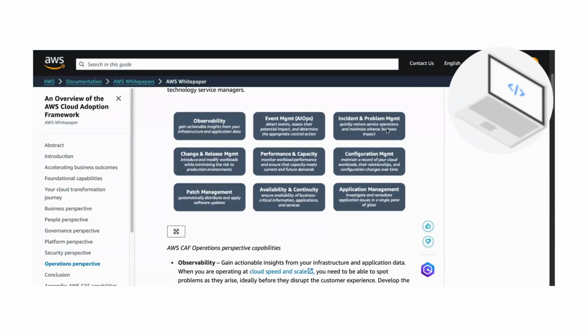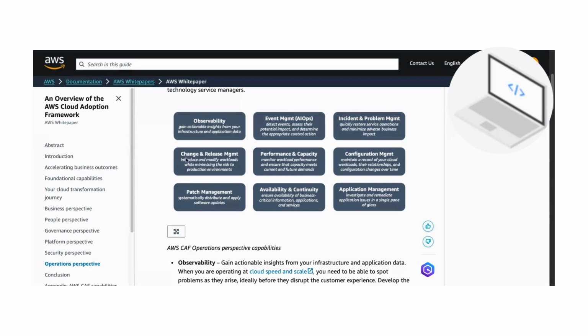Third, incident and problem management is about quickly restoring service operations and minimizing the business impact of disruptions. Streamlining interactions between teams, tools, and processes is vital as operations become more distributed. Regularly practicing incident response through game days and analyzing incident patterns can help improve response times and develop effective corrective measures. Additionally, using collaboration tools like chatbots can enhance communication during incidents.